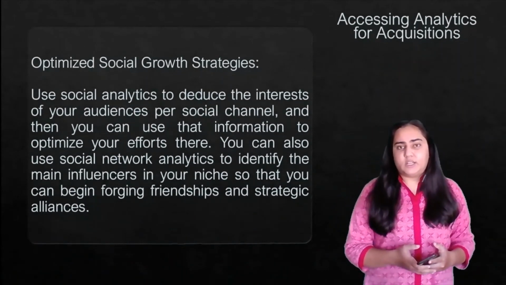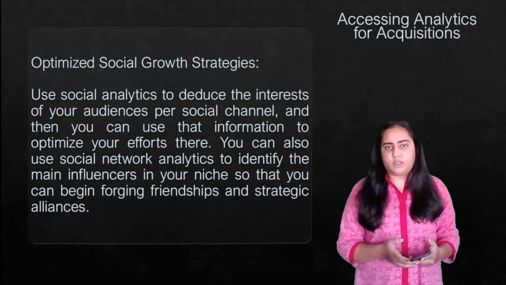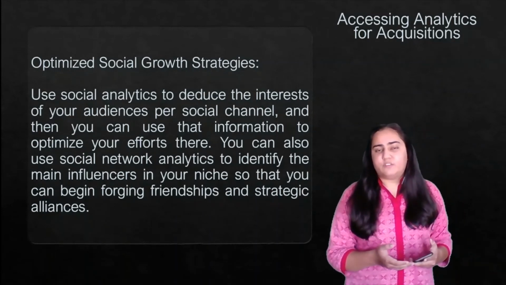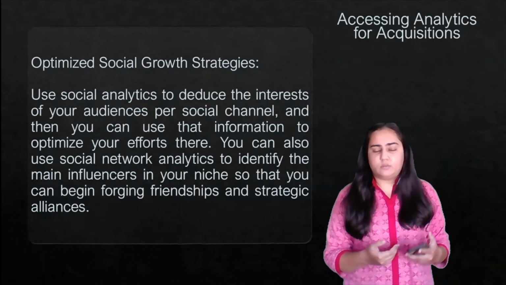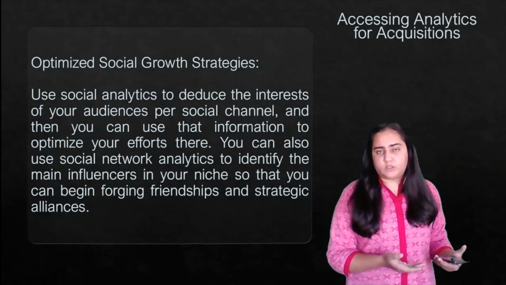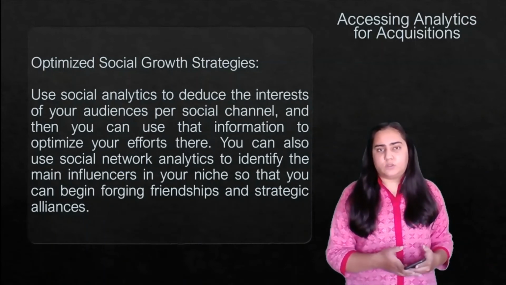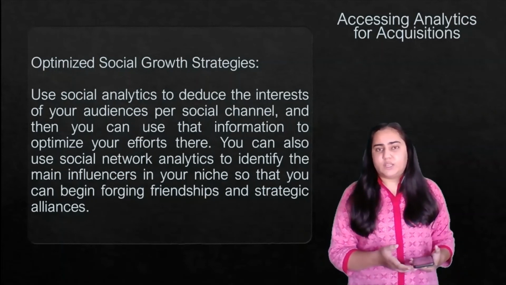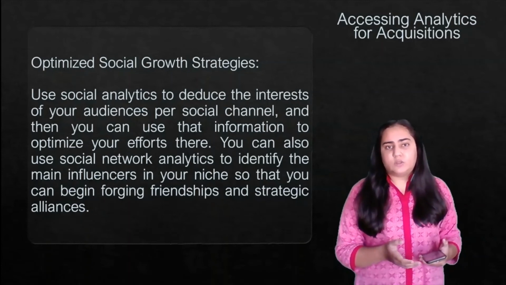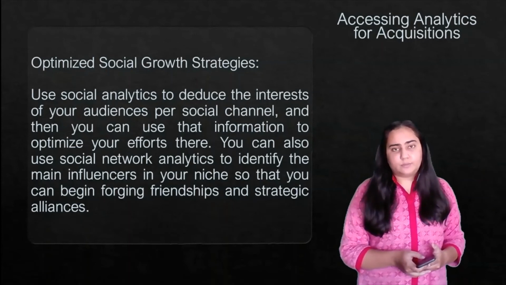You can use social analytics to deduce the interests of your audiences per social channel, and then you can use that information to optimize your efforts there. So if you know that the Twitter audience generally prefers news items, then you might provide more news items over there to attract more Twitter audience. And you can also use social network analytics to identify the main influencers in your niche so that you can begin forging friendships and strategic alliances.